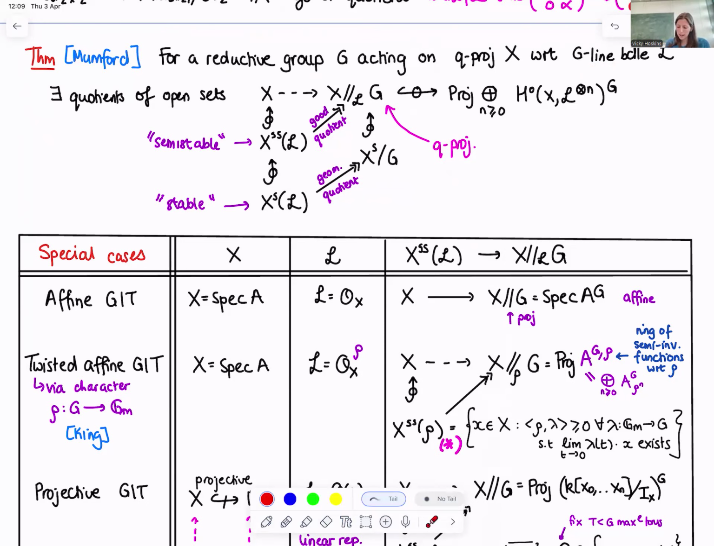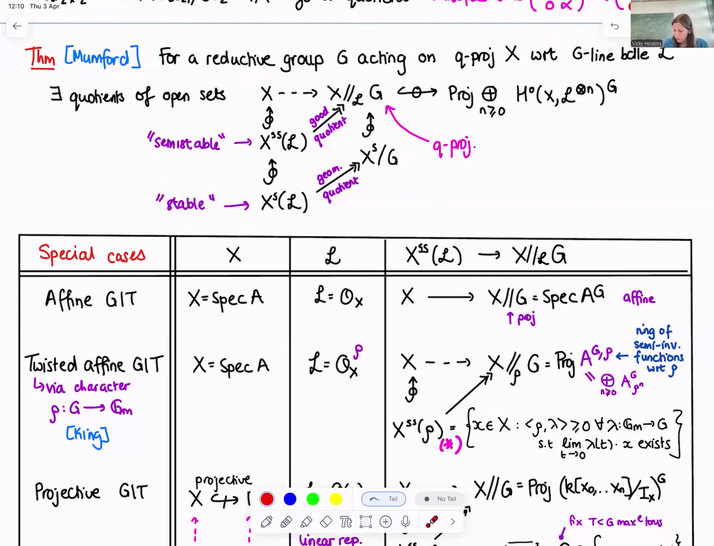Then there exist open sets and quotients of these open sets. So firstly, you have a semi-stable set, which is an open set inside X. And then it has a good quotient. And then inside the semi-stable set, there's a nicer set, which is a stable set. And this has a geometric quotient, which means that actually this quotient now is an orbit space. So you're not actually collapsing any orbits anymore once you restrict to the stable locus.